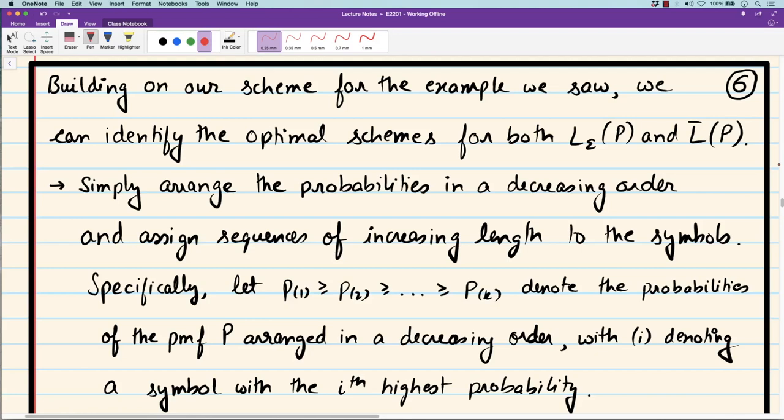Now that you have thought about it, here we already saw such a scheme. Basically, what we do is we arrange these probabilities P1 to Pk, let's say there are K symbols, in decreasing order. So this bracket here represents the highest probability symbol, P2 represents the second highest, and so on. Note that it need not be P1, it can be P100 or P20 or P30. So this is the same sequence P1 to Pn. I'm assuming here that X has K symbols, so you arrange these probabilities in decreasing order. And this i denotes the symbol with the ith highest probability.